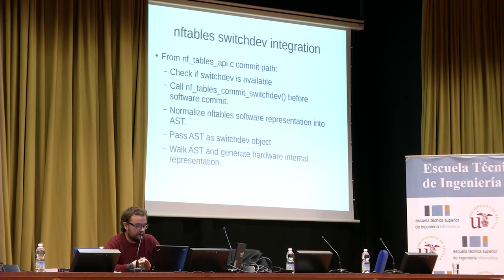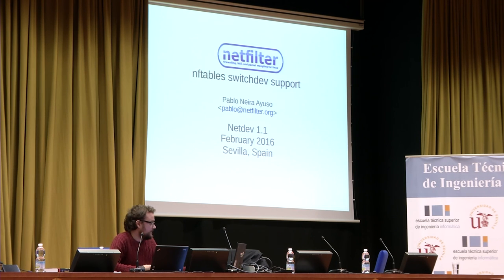And yes, so basically from the commit path, the idea is to check if switchdev is available, call nftables commit switchdev before software commit, just to see if the hardware has failed or not. Normalize the nftables software representation into the intermediate representation, or AST, abstract syntax tree, or call it the way you prefer. Pass that intermediate representation as a switchdev object. And then from the driver, walk the intermediate representation and generate the hardware internal representation. So that's basically it. I'm running out of time.